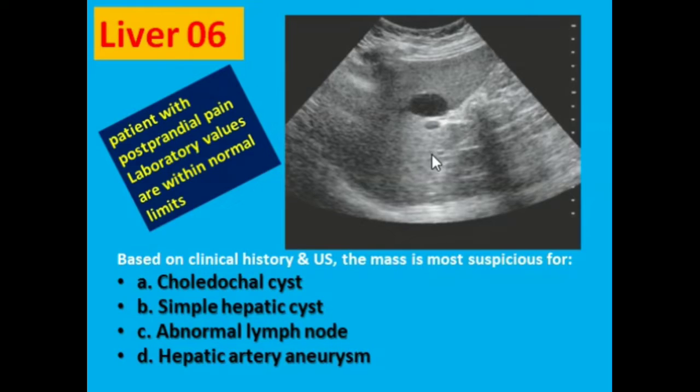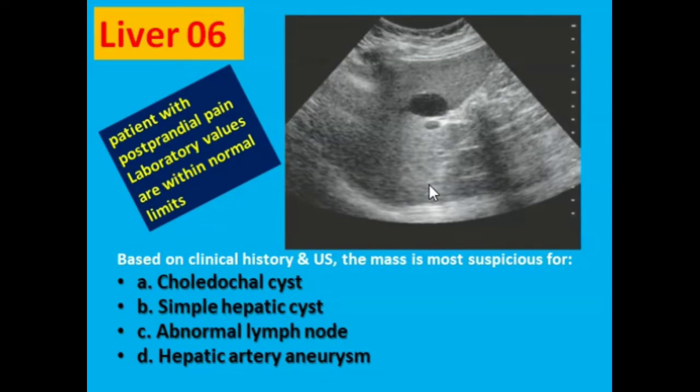The second option is simple hepatic cyst. As you know, this is anechoic. The wall thickness is very thin or invisible. It is likely to be a simple hepatic cyst.